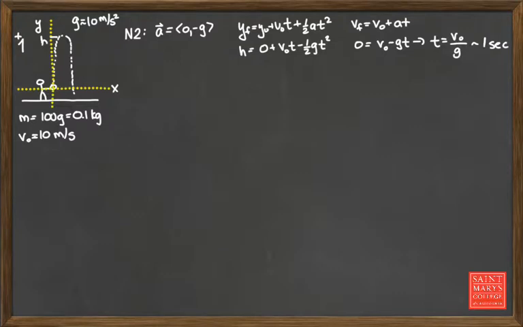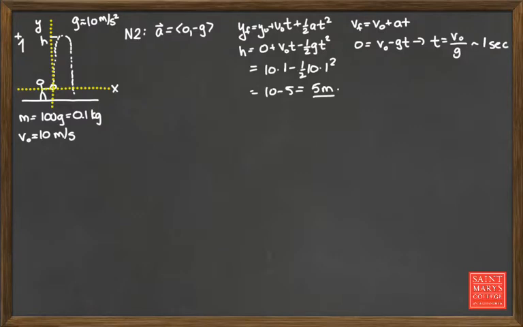Then I can plug that in to this guy, so then this is 10 meters per second times 1 second minus 1/2 times 10 meters per second squared times 1 squared. That is 10 minus 5, or 5 meters. So it rises to a maximum height of 5 meters.